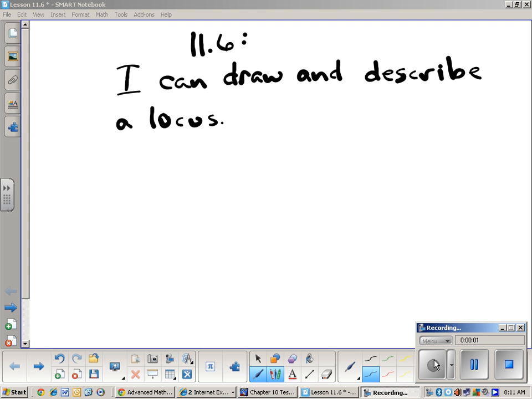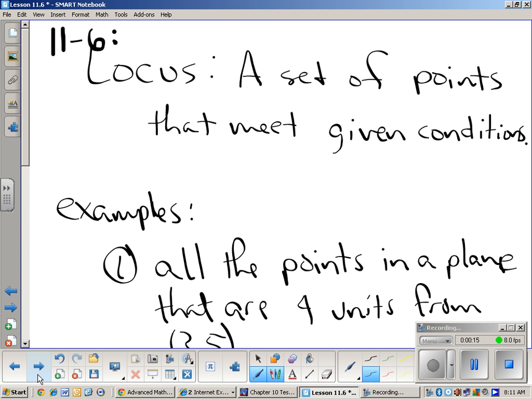Locus. Right? This is just locus. It is a set of points that meet given conditions. A circle is a locus. It's a set of points the same distance, or equal distance, from another point.